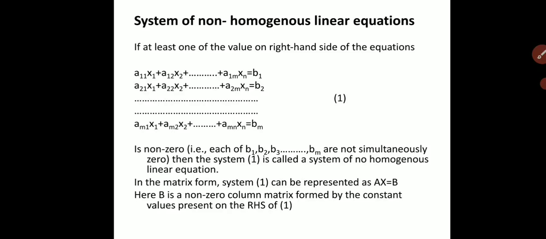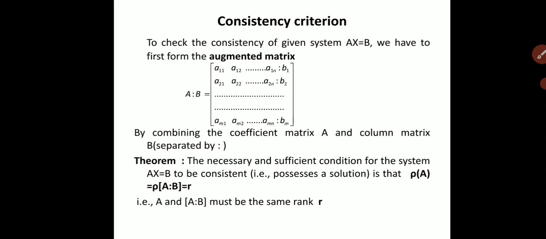Next is the consistency criterion. To check the consistency of the given system Ax equals B, we first form the augmented matrix, that is A colon B. Here A is the coefficient matrix and B is the column of constants on the right hand side. That is, a11, a12 etc. up to a1n colon b1, and similarly the second and third rows up to the mth row. This is the matrix obtained by combining the coefficient matrix A and the column matrix B, separated by a colon.